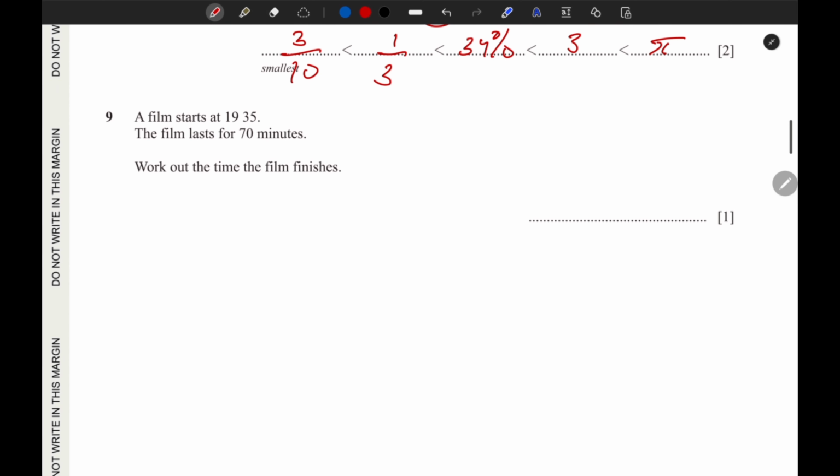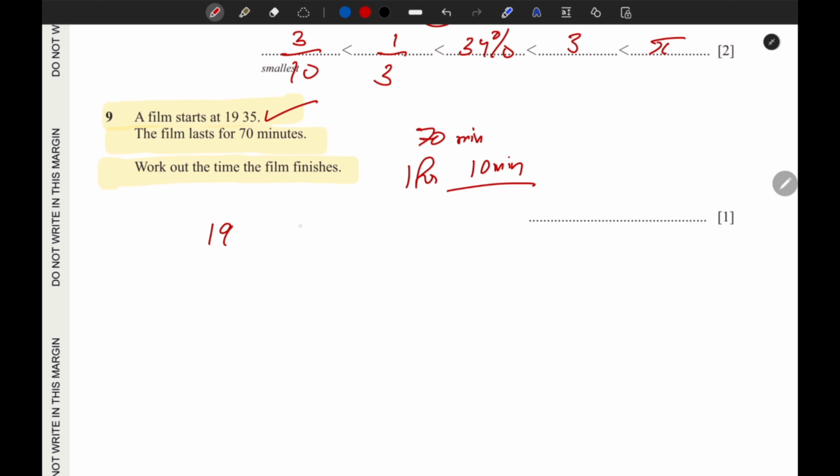Okay, now the ninth one. A film starts at 1935. The film lasts for 70 minutes. Work out the time the film finishes. Okay, see, 70 minutes is basically 1 hour and 10 minutes. So we have to add on this.